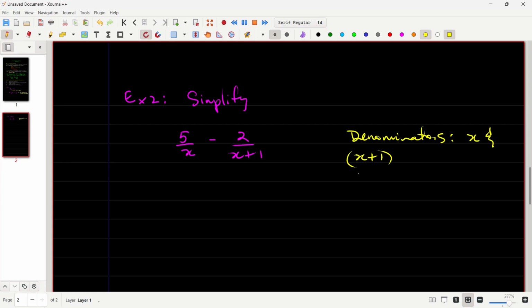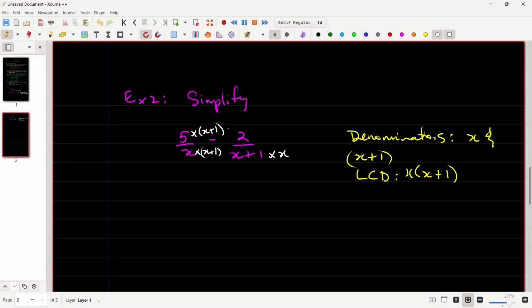Anyway, so these are the denominators. The LCD would be x times (x plus 1). And now we can just simply make everything look like that. So to make everything look like that, I'm going to need to multiply this by x plus 1. All right, so if I multiply this by x plus 1, I'll be able to get this LCD here. And to turn this into that LCD, I would need to multiply by x. Now, just because I am multiplying the denominator, I'm going to have to multiply the numerator as well.